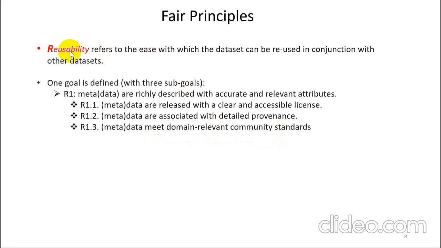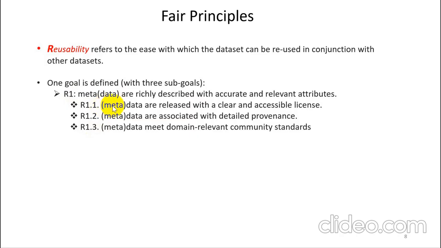For reusability, it refers to the ease with which the dataset can be reused in conjunction with other datasets. There are several rules that can be defined as follows. The first one is that metadata and data are richly described with accurate and relevant attributes. In this goal, we have three sub-goals.